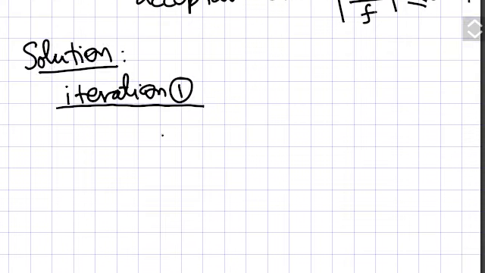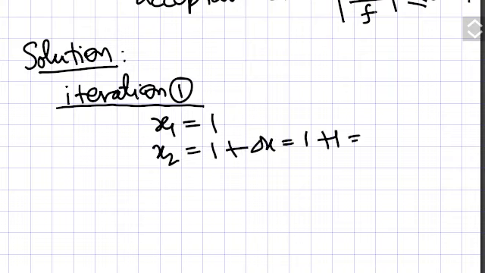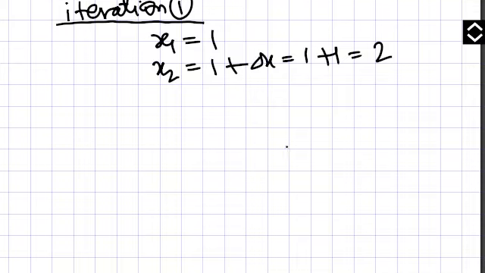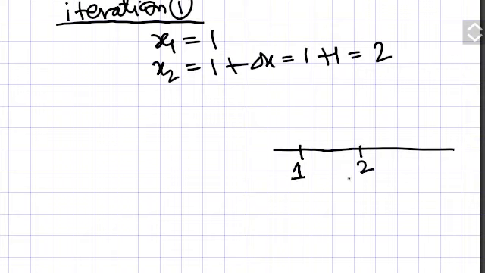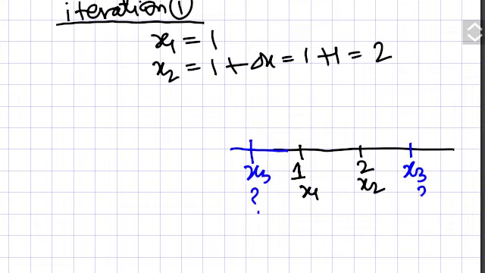So this way we start iteration 1. In this our initial point is x1 equal to 1, and the next point we will take x2 equal to 1 plus delta x, that is 1 plus 1 equal to 2. So on the axis you will see this is point 1, this is point 2, x1 and x2. So where should we take the point x3? There are two points. It can be x3 here, or you can take x3 here. So which point should you decide? We will see that now.